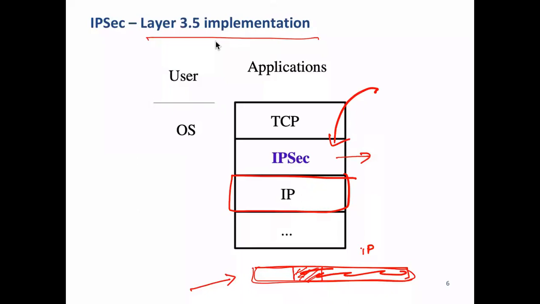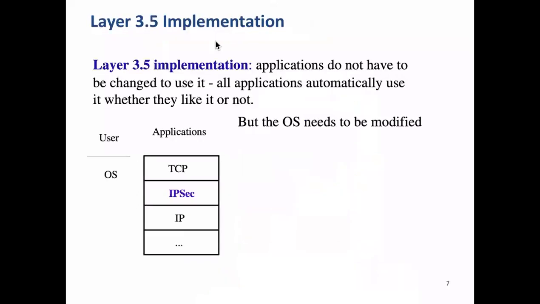Here, if that application wants to use IPsec, the TCP packet will go inside an IPsec packet, and that IPsec packet will go inside the IP packet. So we'll see how it can be done. It can be a little overwhelming. Right now just think that it is layer 3.5. So all applications automatically use it, whether they like it or not, if IPsec is there.